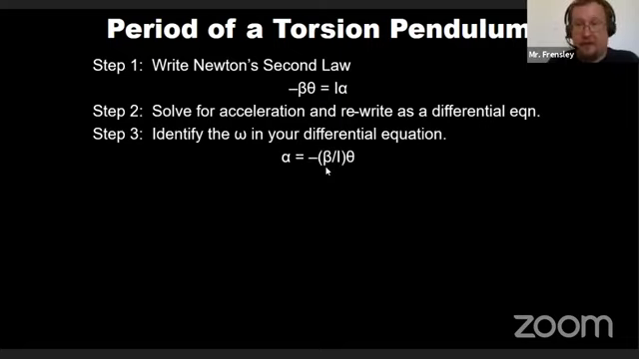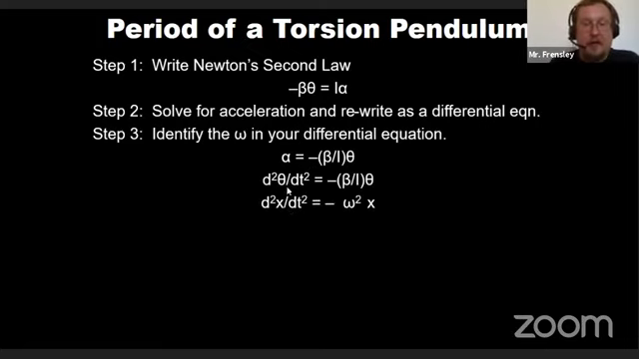Well, it doesn't have an acceleration. It has a second derivative. In this case, the second derivative of angle rather than the second derivative of x, which is like meters, right? So we have the second derivative of theta with respect to time, kind of like the second derivative of x with respect to time. We have a negative, and we have beta over I, which is a constant, and theta, which is like position. So that means that omega squared is just beta over I.